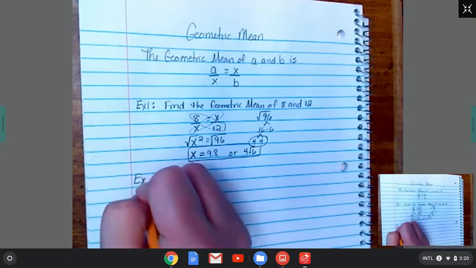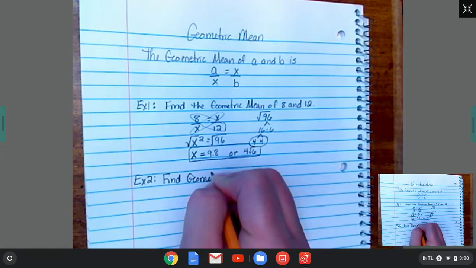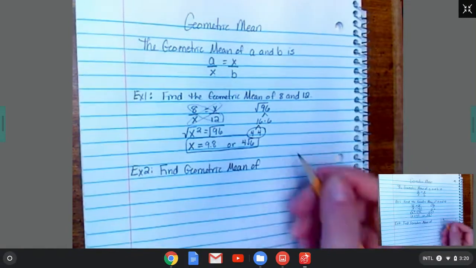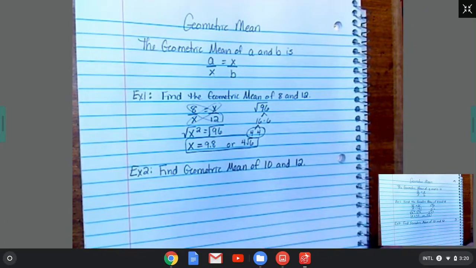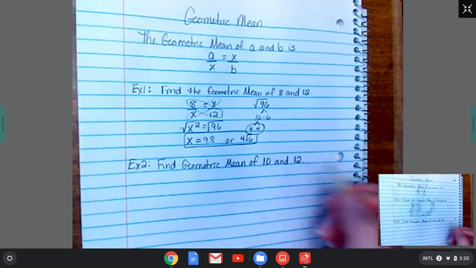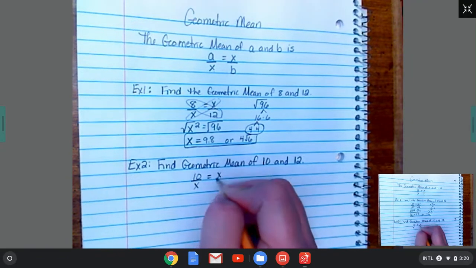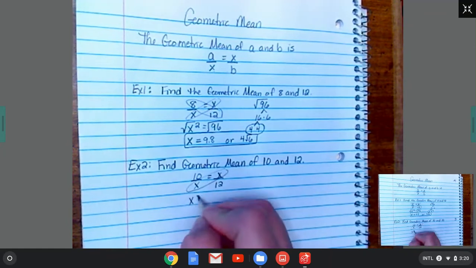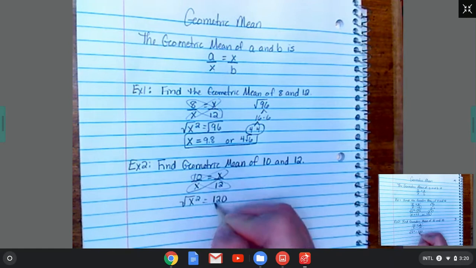Okay, let's try that again. We're going to find the geometric mean of two other numbers, 10 and 12. And we do like it when they come out to be whole numbers, and a lot of them in the book are just going to be whole number answers. 10 over x equals x over 12. Cross multiply. X squared equals 10 times 12, which is 120. You want to square root both sides.